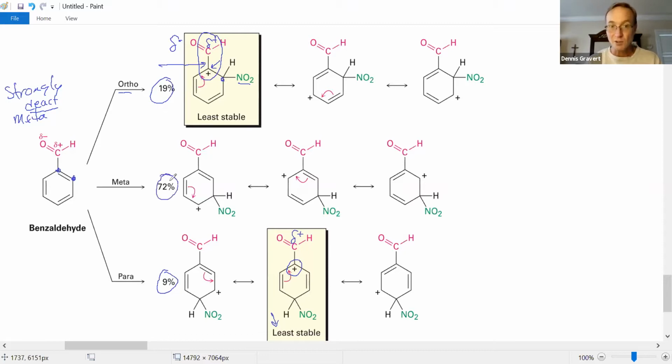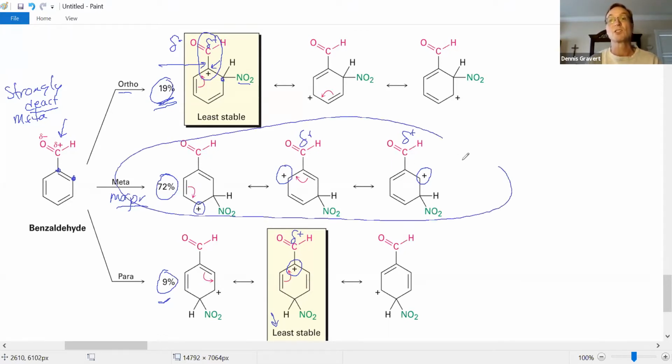So 72%, okay, that's much bigger than these numbers. That's the major product. That's why we only draw the meta product on exams when we have a meta director on a benzene ring. Because the plus charge bounces around the ring and misses the aldehyde group. You don't get those adjacent positive charges. And so this set of 3 resonance structures is much more stable than the other 3.